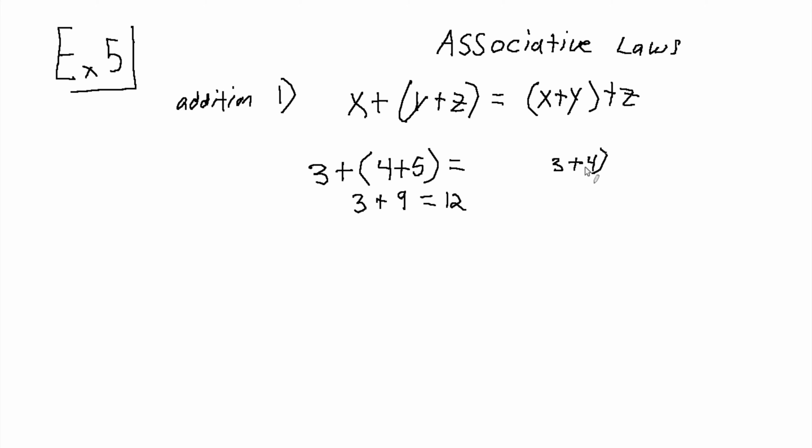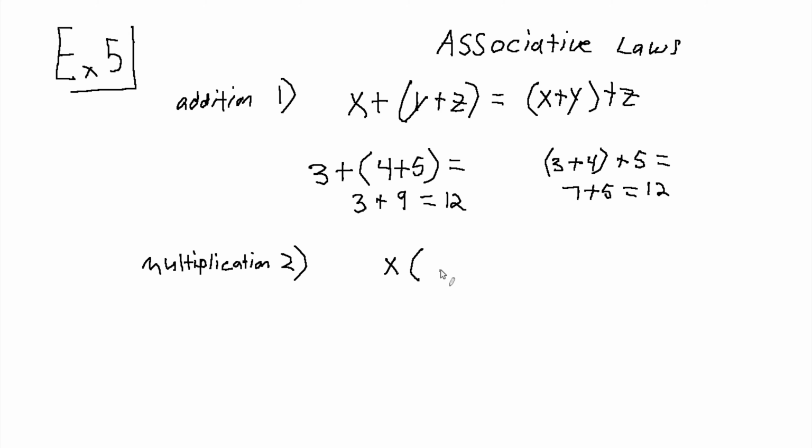If we have the parentheses around the 3 plus 4 and 5 is on the outside, go ahead and add the 3 and the 4 and you get 7. Bring down the 5. 7 plus 5, you still get 12. The same rules apply to multiplication. Say we have x times (y times z). Everything's being multiplied. You can rewrite this in any way, shape, or form as (x times y) times z. Doesn't matter which way you write it.